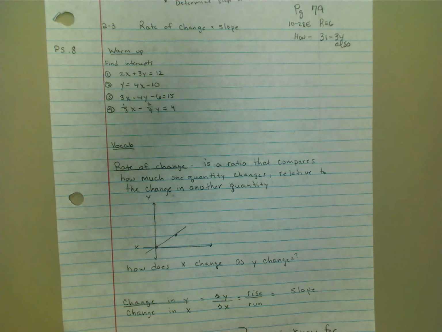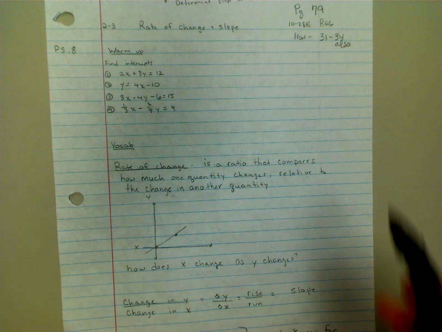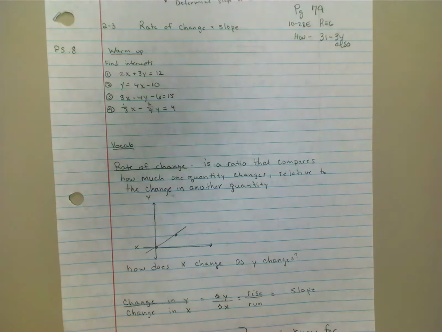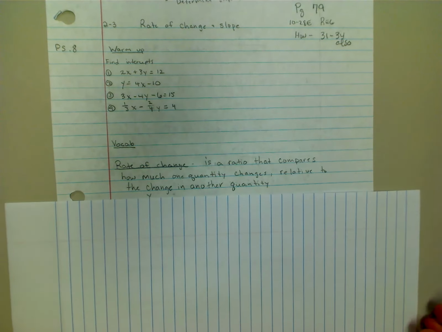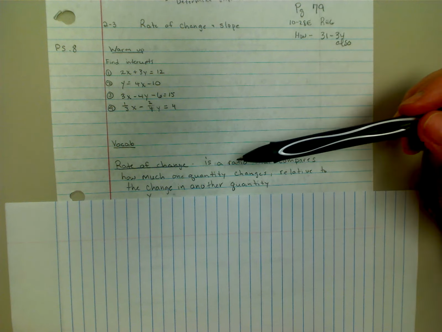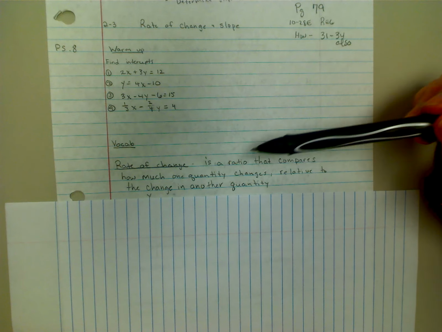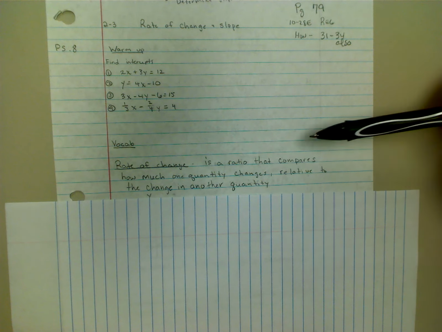Right, so this lesson is rate of change and slope. I'm going to go over a couple of the definitions with you. I don't want you to write them down. The rate of change is a ratio that compares how much one quantity changes relative to a change in another.